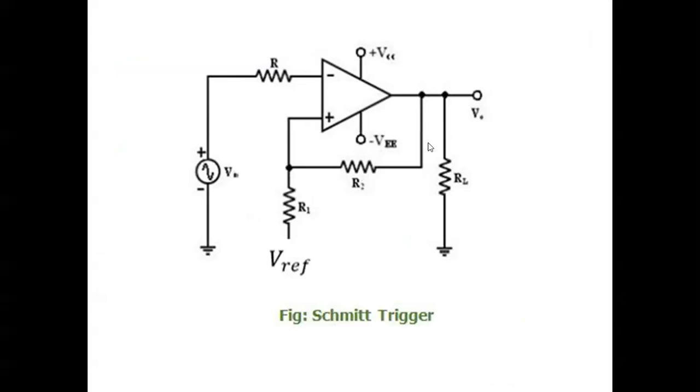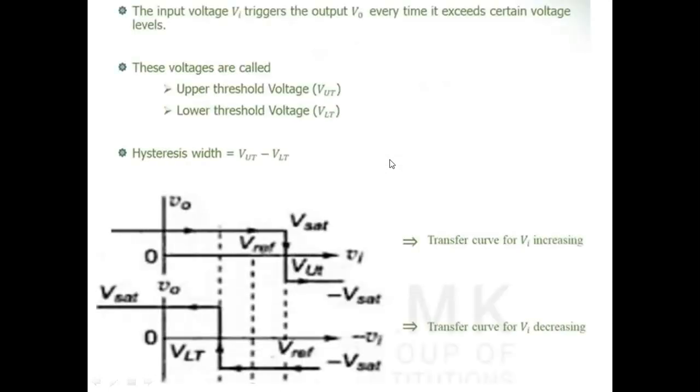When the input crosses the upper triggering voltage UTP, I will show you in the next picture where the sine waveform is the input. With respect to the sine waveform, if the input is greater than the upper threshold voltage, then the output will switch. We keep on comparing with the two levels, the upper triggering point and lower triggering point. These are the two predefined threshold levels. The input voltage Vi triggers the output V naught every time it crosses these voltages.